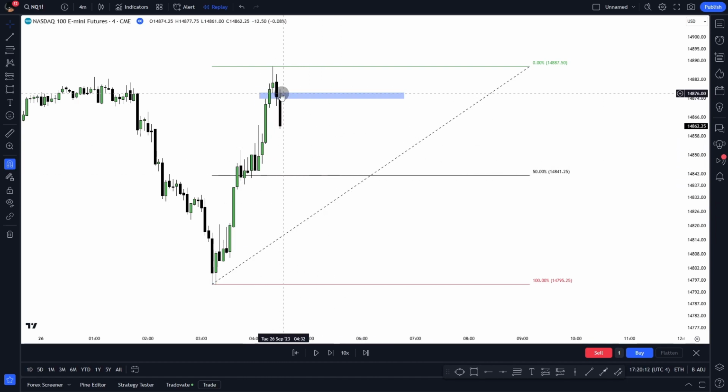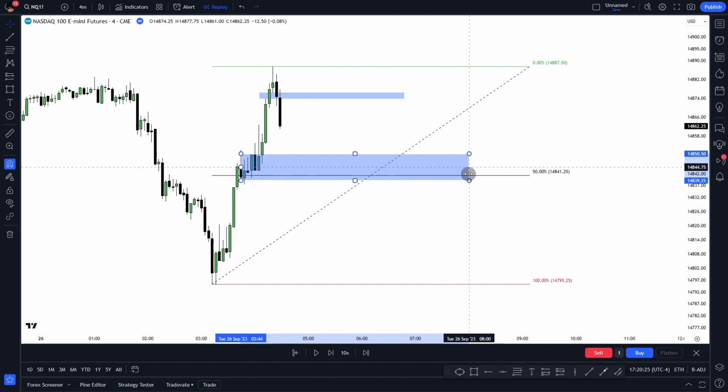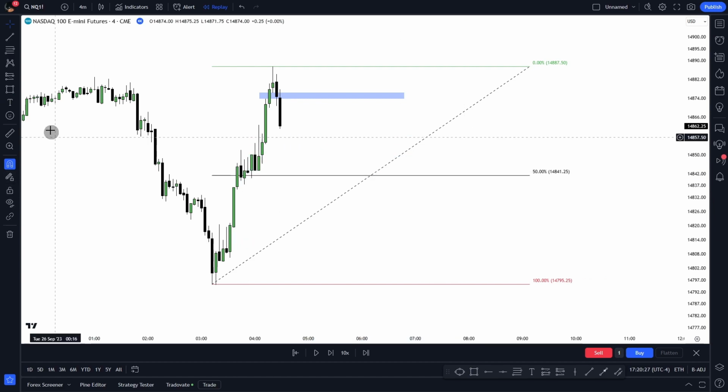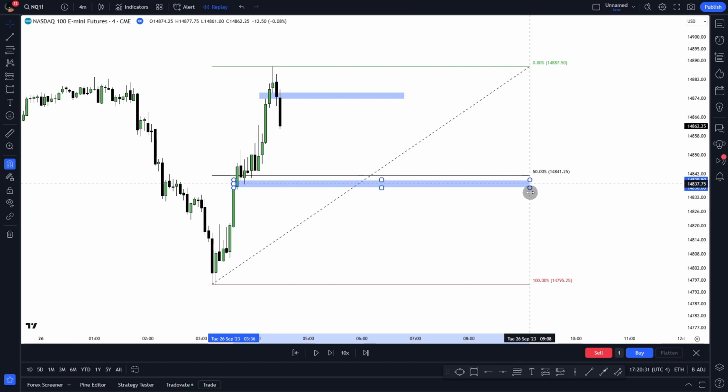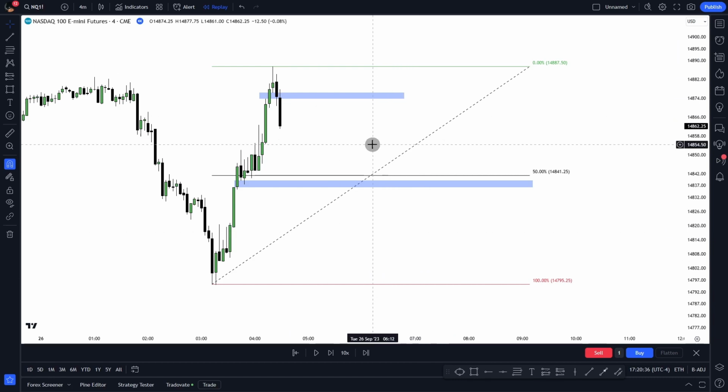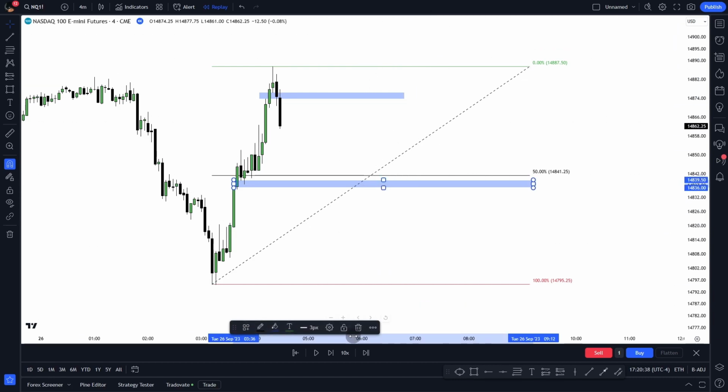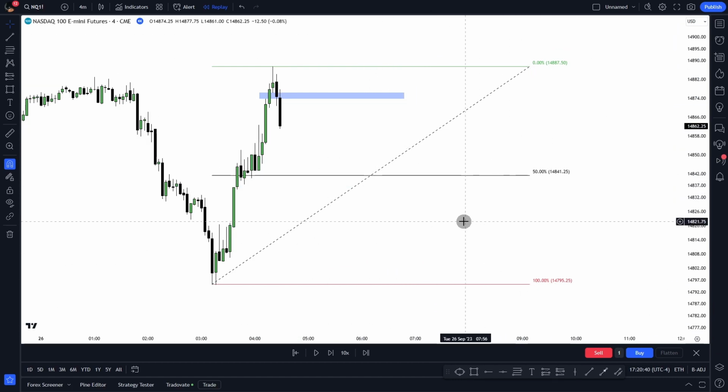So let's say I shorted something up here. My target would be a PD array inside of this 50% level, right? I could either, maybe I wanted to target this order block right here, or maybe I wanted to target this fair value gap down here, because that is very near the 50% level. And this has a high probability of sending price in the intended direction again. So the 50% level should be used as targets.